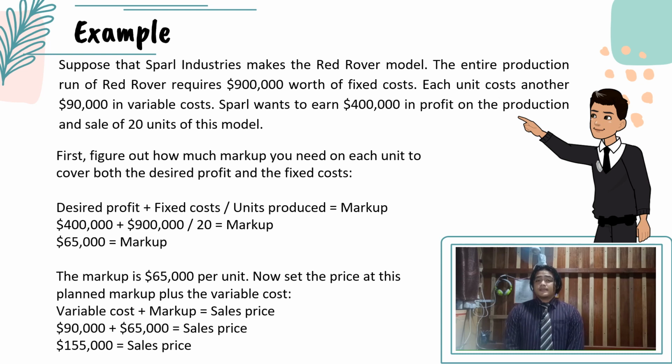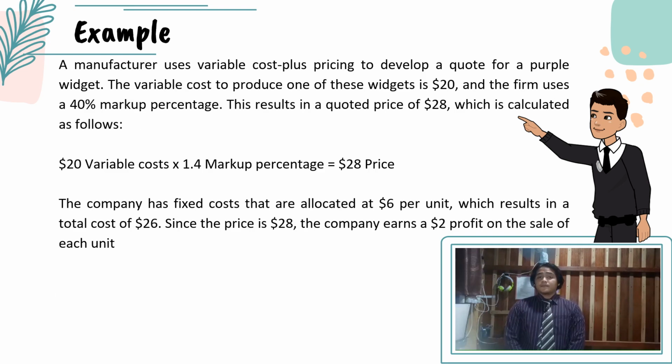Then for the set price, we need to add the variable cost to the markup price, which is 90,000 ringgit plus the markup price 65,000 ringgit, and now we get the sale price of 155,000 ringgit. So Spark Industry must sell their Red Rover at the price of 155,000 ringgit to cover both their variable and fixed expenses. That's all. Thank you.